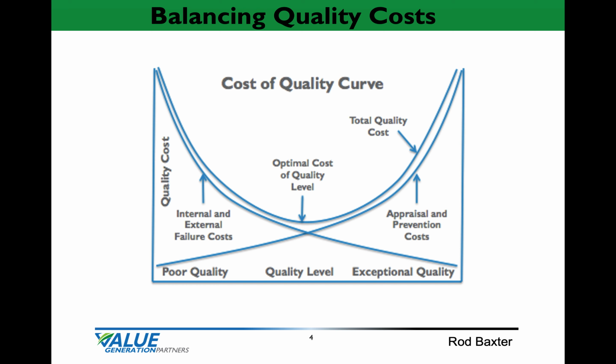So if we're operating at optimal quality levels, we may spend less than 5% of our revenues fixing problems, while those operating at average quality level, they could spend up to 30% of their revenue fixing problems. So consider the optimal quality cost. Invest in appraisal and prevention. Eliminate internal and external failures.